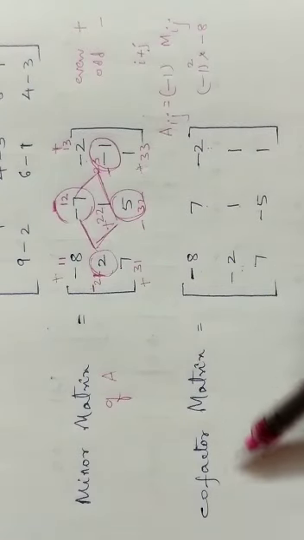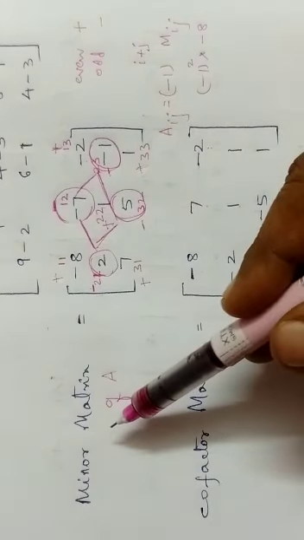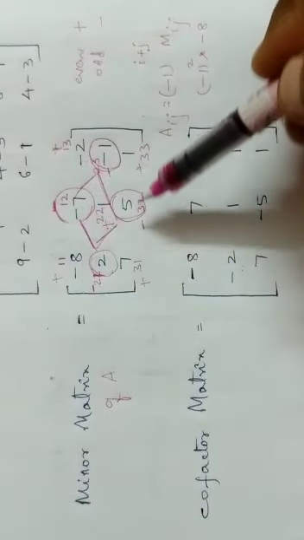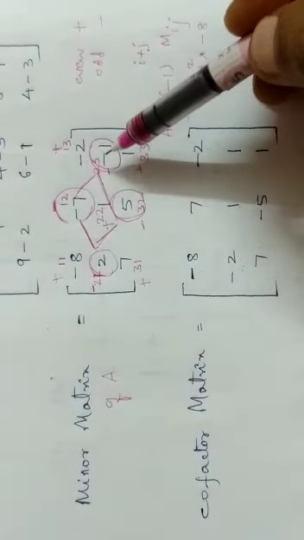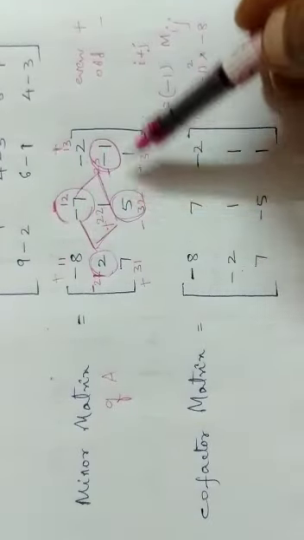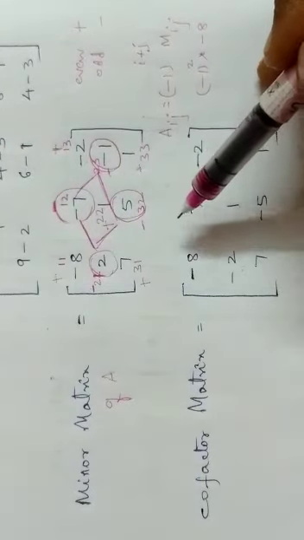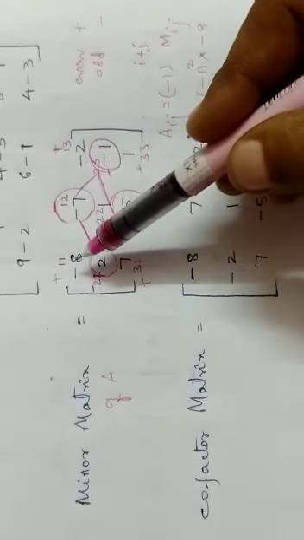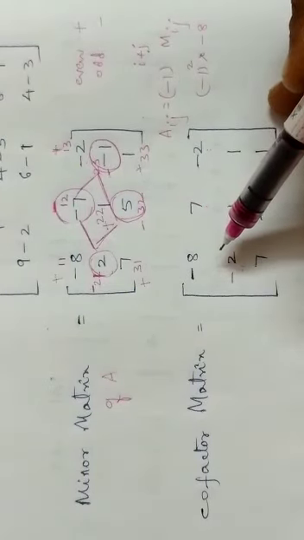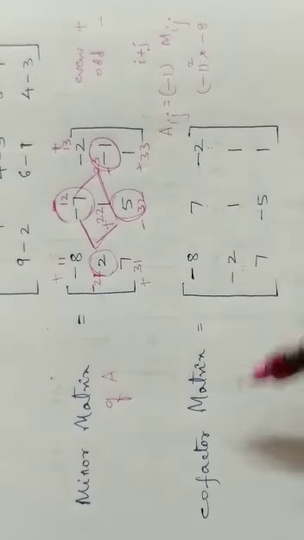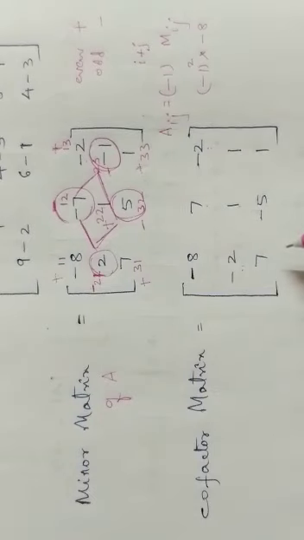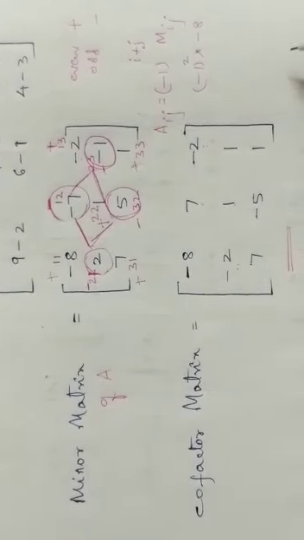So to find the cofactor matrix, first of all we need to find the minor matrix. In that minor matrix, simply change the signs of the diamond shaped elements. If it is plus, you have to write minus. If it is minus, you have to write plus. Remaining elements will keep the same number with the same sign. This is the cofactor matrix. Right.